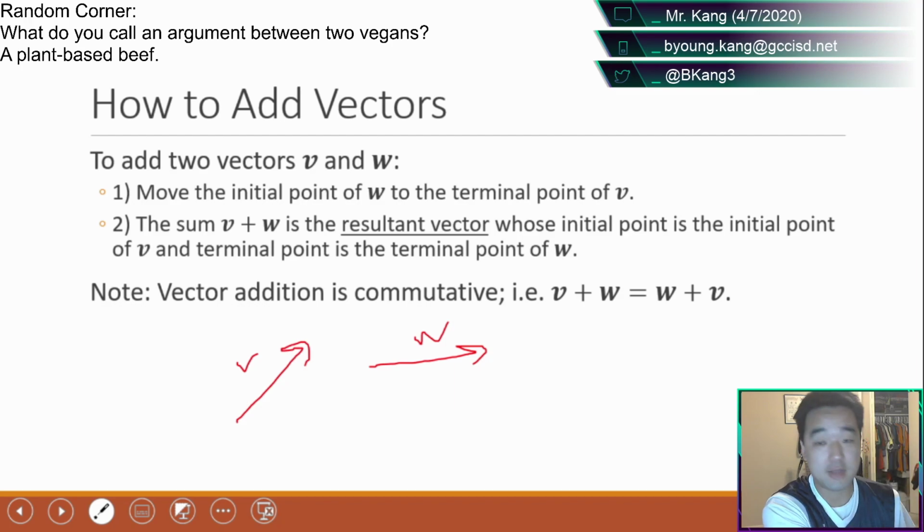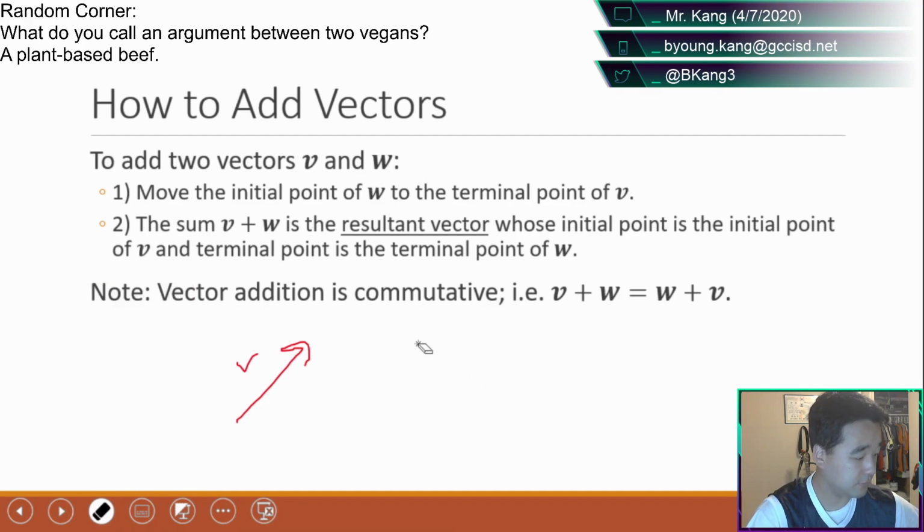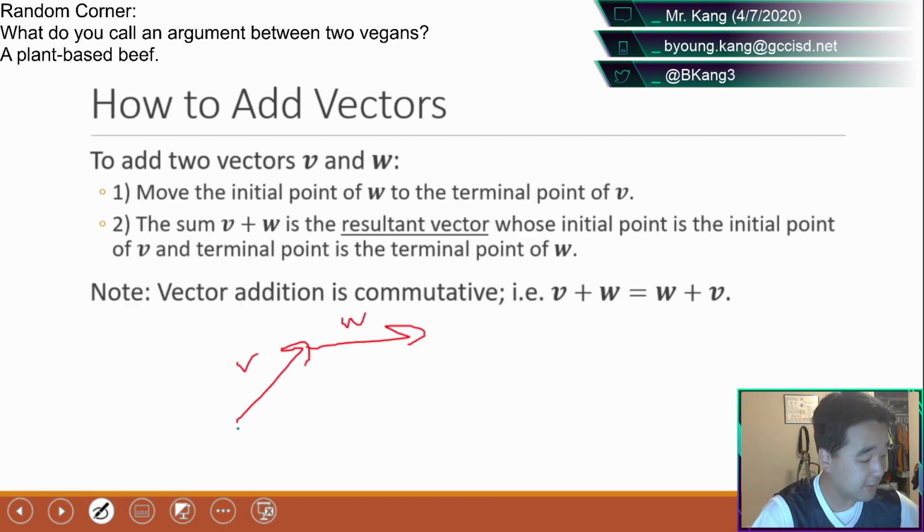And this is something you're allowed to do with vectors. As long as you don't twist or stretch the vector, you're allowed to translate it wherever you want, is what we would say. So move vector w over to vector v. As long as you maintain the same magnitude and direction, it's fine. And now your resulting vector is from the beginning of v to the end of w. So it's kind of like you make a triangle.